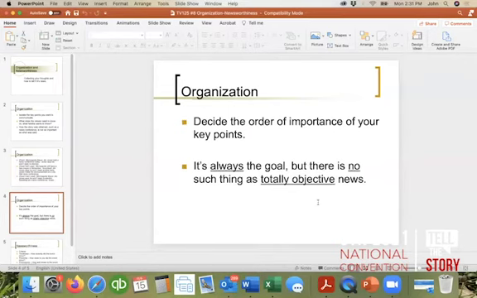When you're organizing your story, decide the order of importance of your key points. If you want to reveal something later, make sure you set your mind up that you want to reveal this later, and how you are going to get to that reveal to make it an impactful moment.